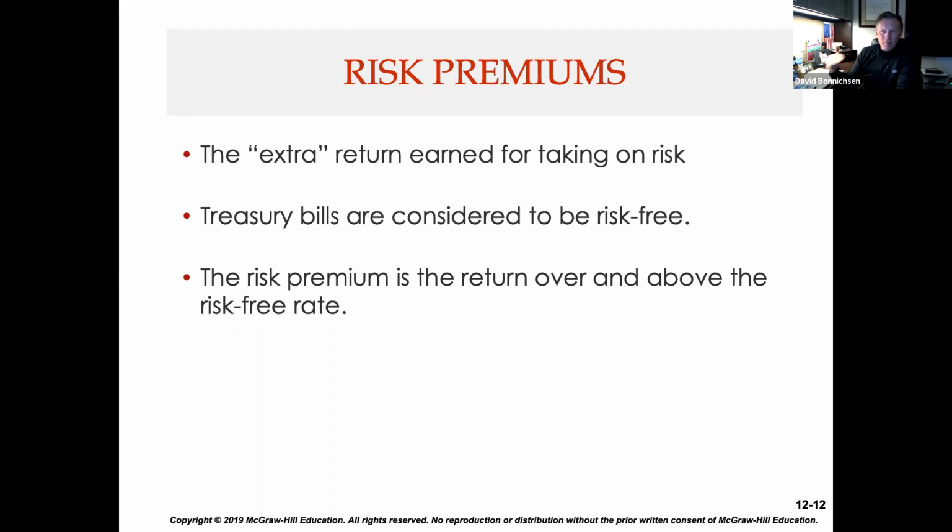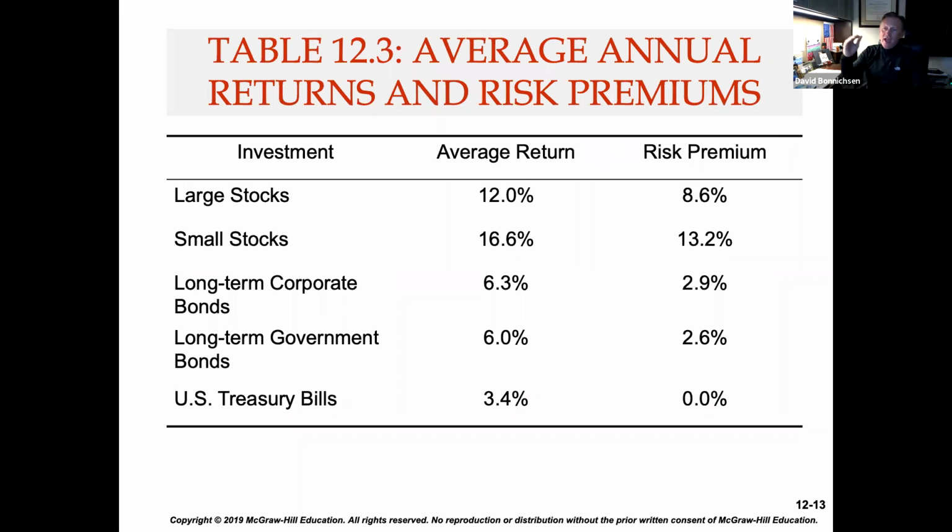T-bills are what are considered to be the risk-free rate, so everything is going to get marked against that. And so the risk premium is the return over and above the risk-free rate. So if we go back to that slide just prior and we look at the average returns for all of those investments, those are the actual returns for each of those different asset classes. And when we look at the risk premiums, obviously the risk premium for T-bills is 0 because this is the risk-free rate of return. So your average return minus the risk-free rate gives you the risk premium.